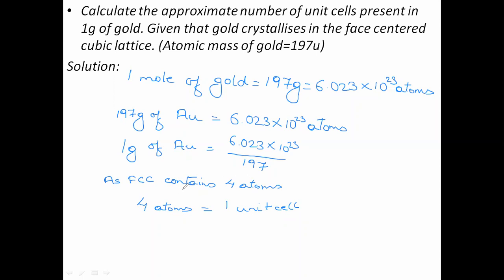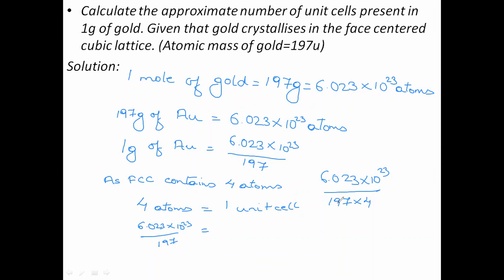How many atoms do you have? You have this many atoms. So this many atoms will make how many unit cells? So 6.023 into 10 to the power 23 by 197 will make how many unit cells? That will be equal to 6.023 into 10 to the power 23 by 197, divided by 4. I hope it's okay for everyone.